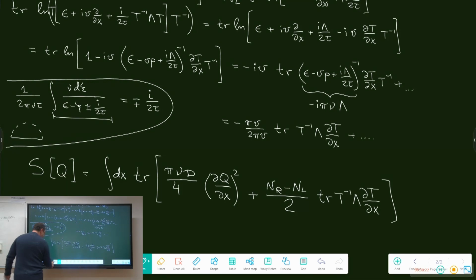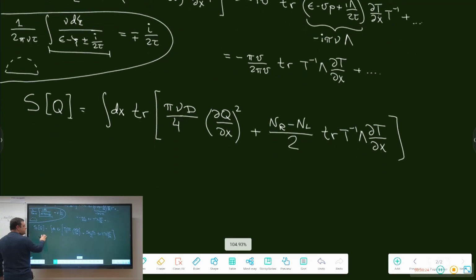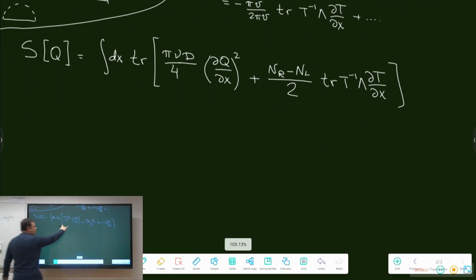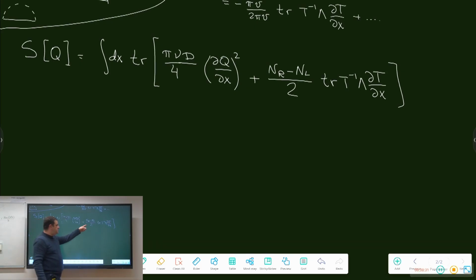So this is my sigma model. It looks exactly like it was before, with an extra term. And this extra term appears only because I have an imbalance. The number of right and left modes is different.